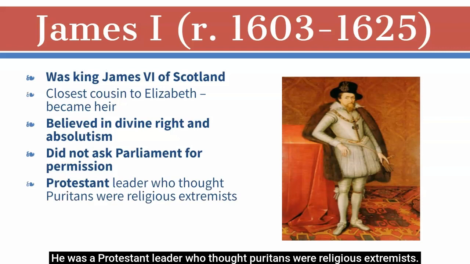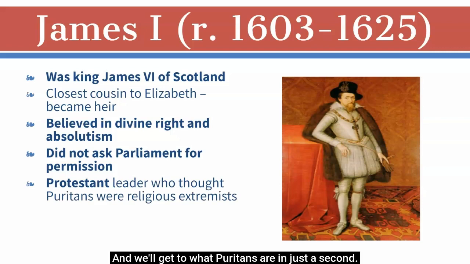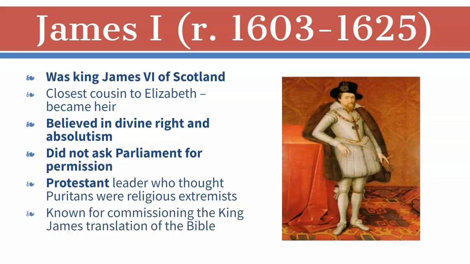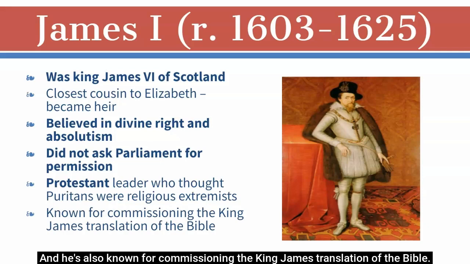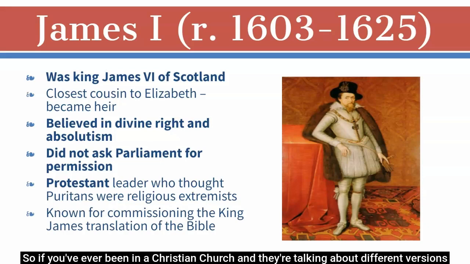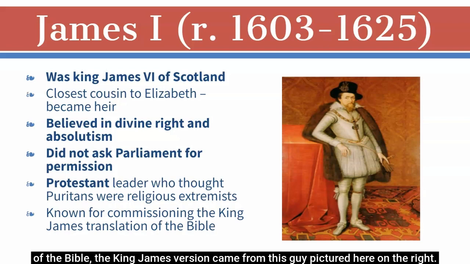He was a Protestant leader who thought Puritans were religious extremists, and we'll get to what Puritans are in just a second, so hold that thought. Remember that word, Puritans. And he's also known for commissioning the King James translation of the Bible. So if you've ever been in a Christian church and they're talking about different versions of the Bible, the King James version came from this guy pictured here on the right.